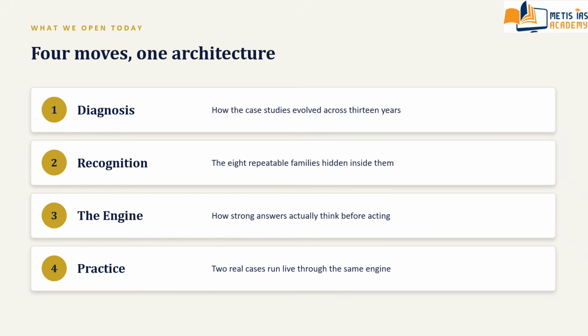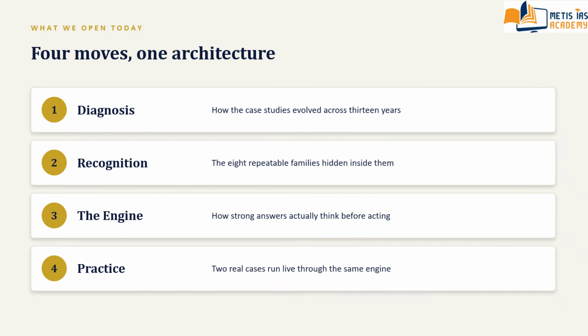Then moving to 2016 to 2019, this is called conflict and accountability. Questions were like this: can you remain ethical under pressure? These types of questions were asked from 2016 to 2019.